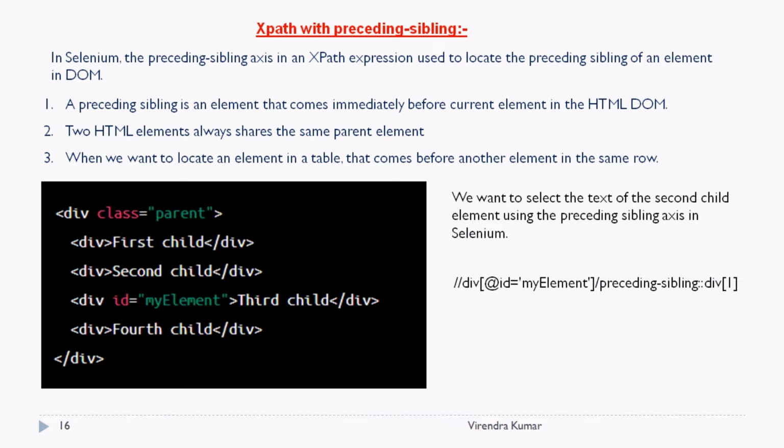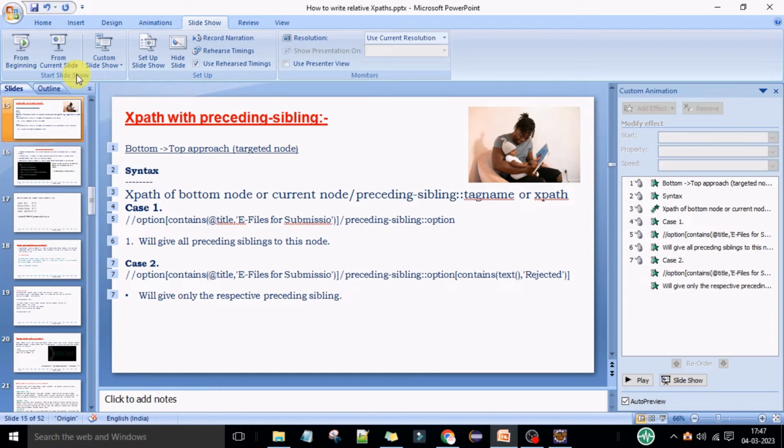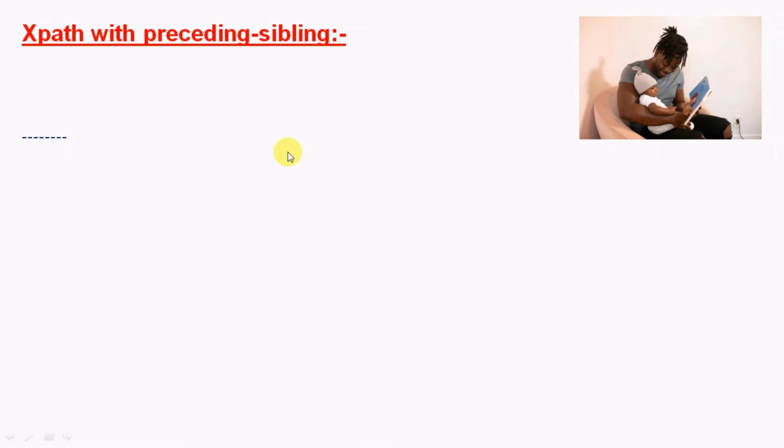Now let's understand the generic syntax for writing the XPath with the preceding sibling. Okay, so now the preceding sibling concept is based on the bottom to top approach. We traverse from bottom to top. Okay, this is the reverse condition. We are not traversing here from top to bottom. We always traverse from bottom to top. And our top element is always the targeted node.